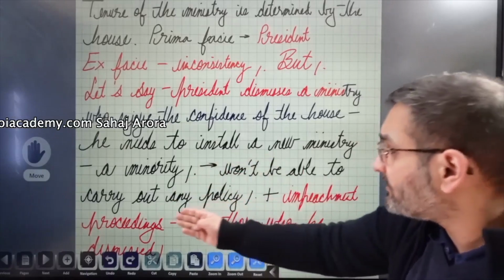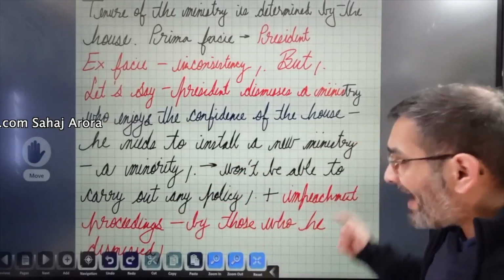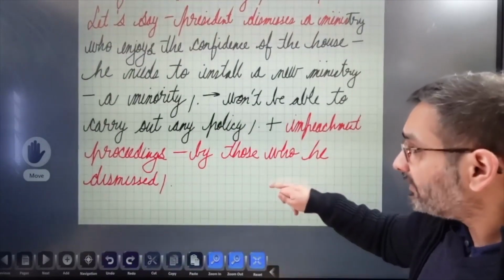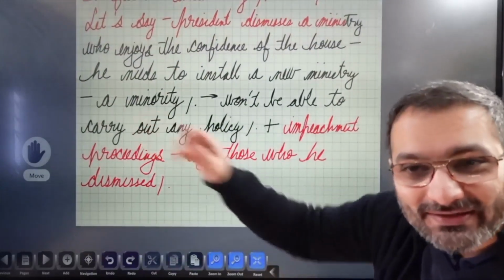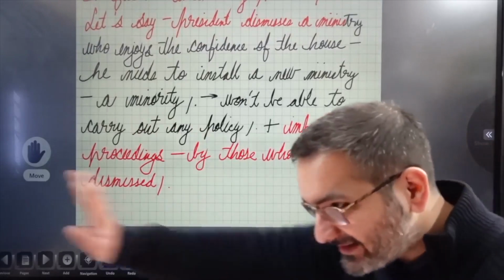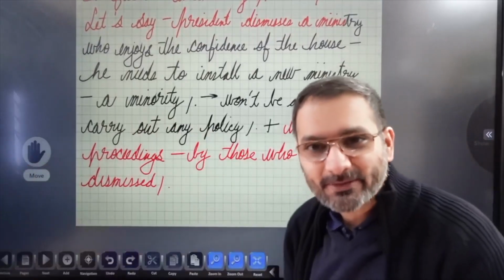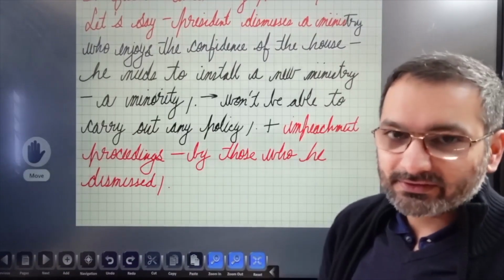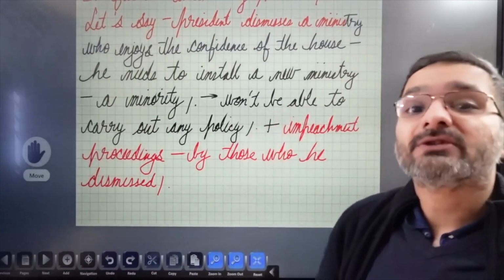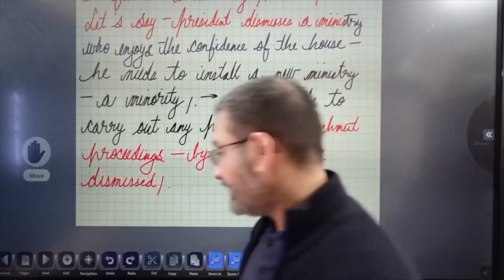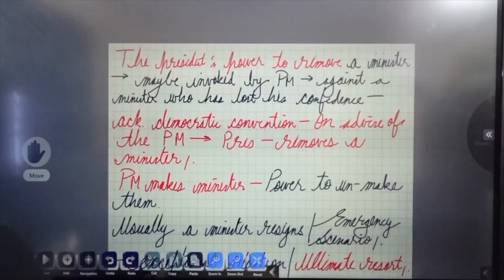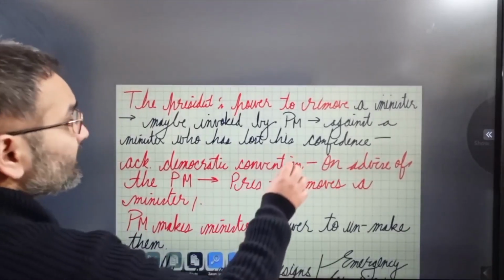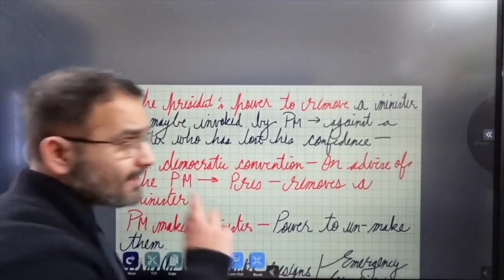It won't be able to carry out any policy, and impeachment proceedings will be brought against the President. By whom? By those whom he just dismissed. The Council of Ministers that he just said bye bye to will initiate the impeachment proceedings against him. This is why that impeachment proceeding clause is there in the Constitution. As we discussed, the word was salutary. It was needed, right? So therefore it's proven.